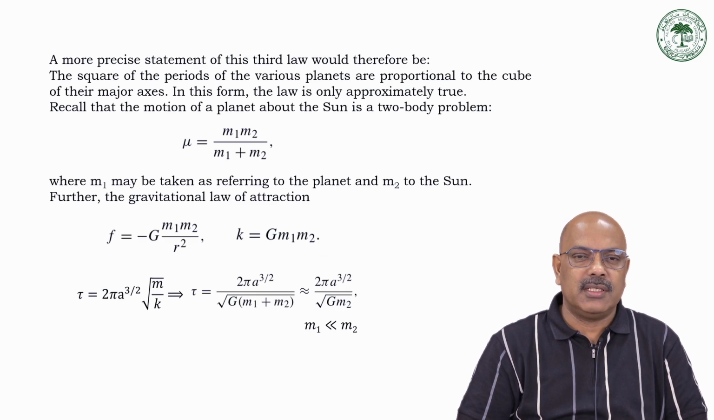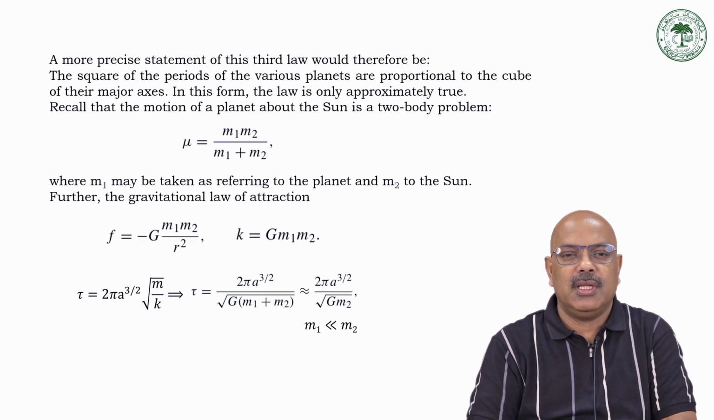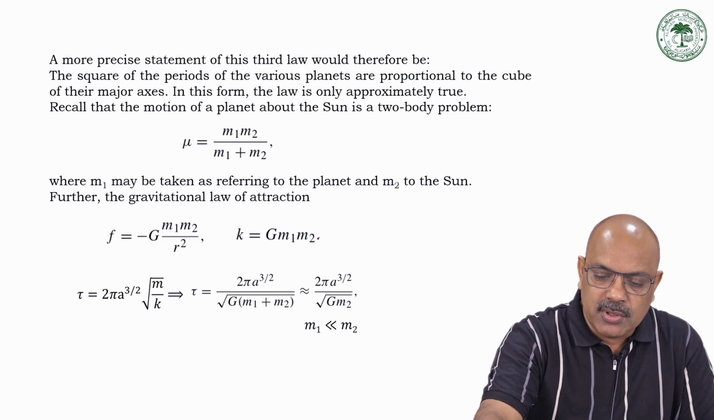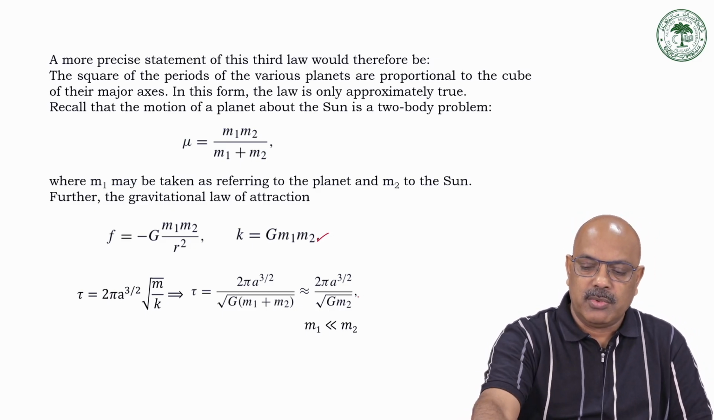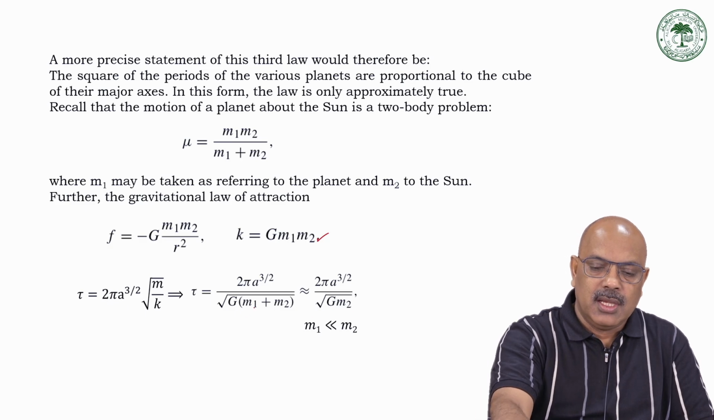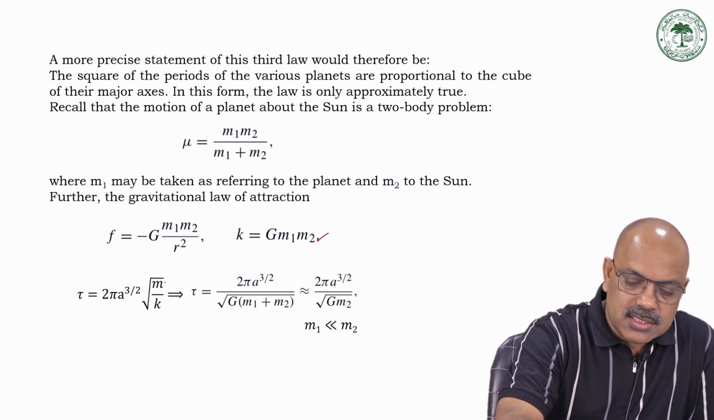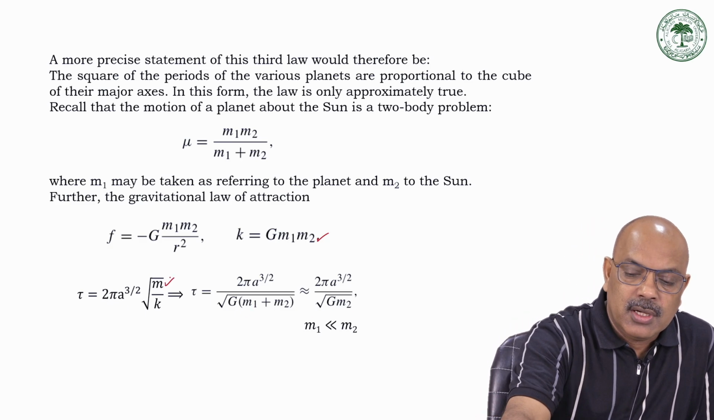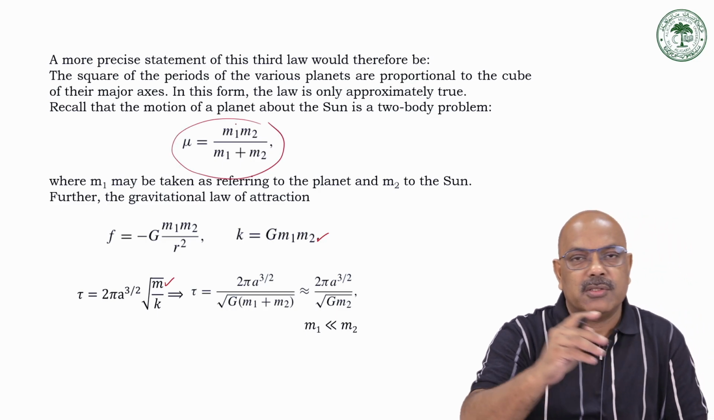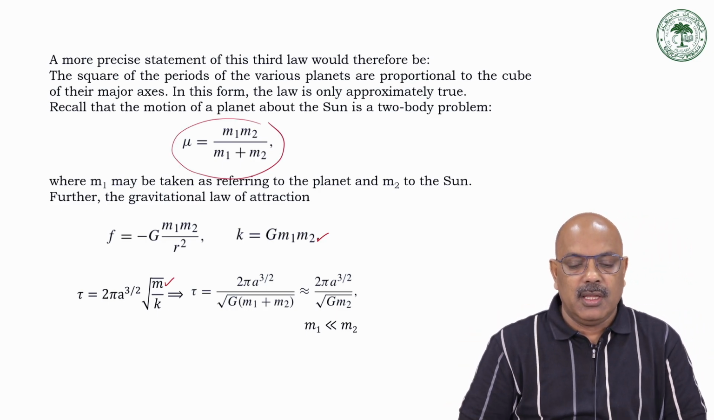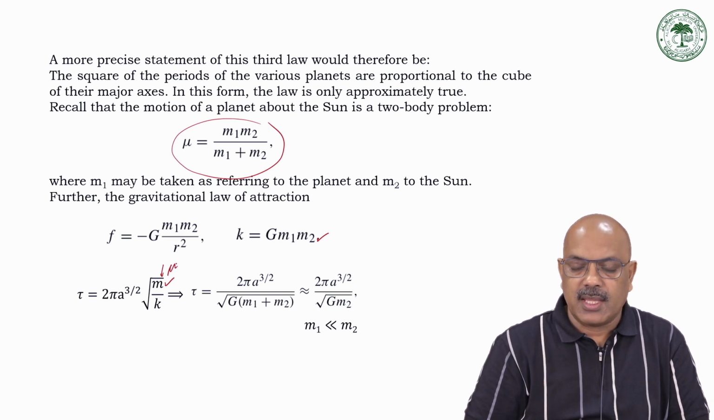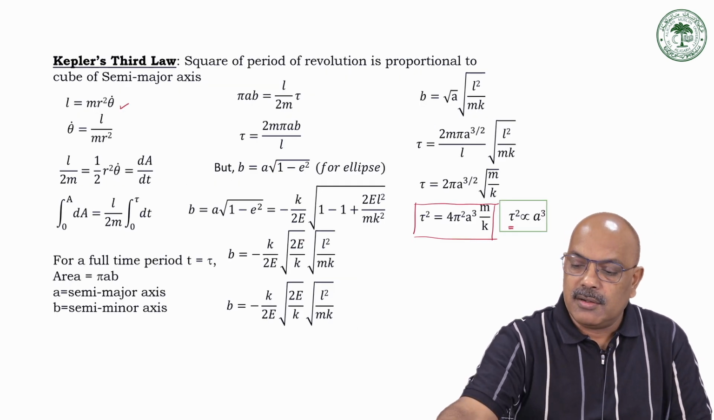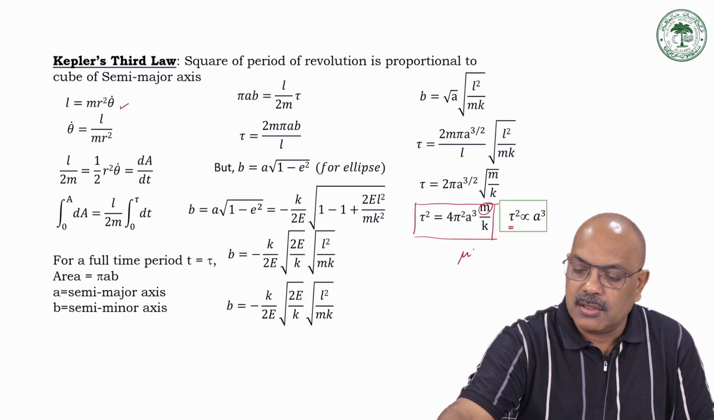In the case of planet-sun motion, where k is G m1 m2, this is going to be 2 pi a cubed under root G m1 m2, where in place of the mass you have to use the reduced mass of the two bodies, which is my mu.